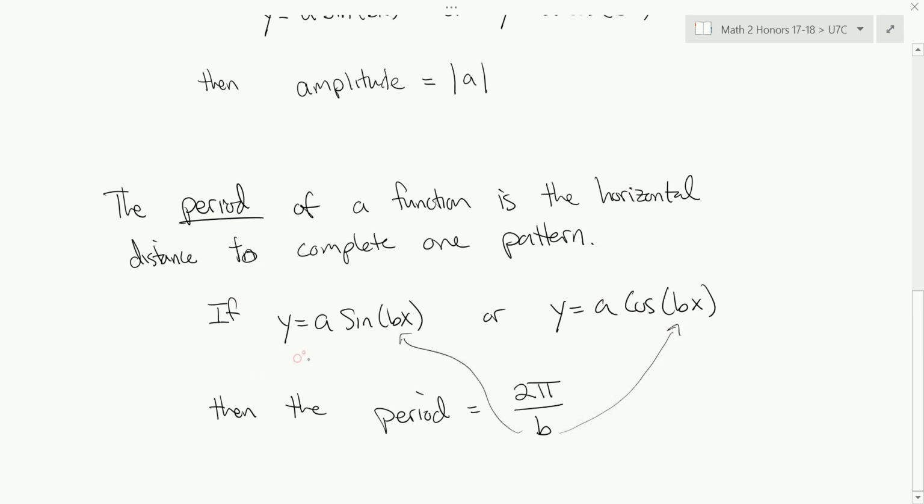So if there's no number in front of that x, that b is a 1, and so our period of that function will be 2 pi. But if we want to change the period of that function to something other than 2 pi, we can play with what number is going in front of x. Okay.